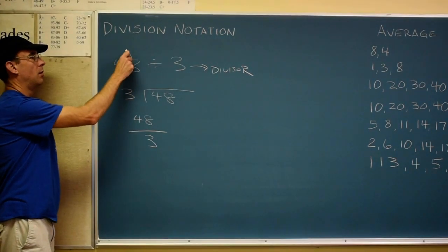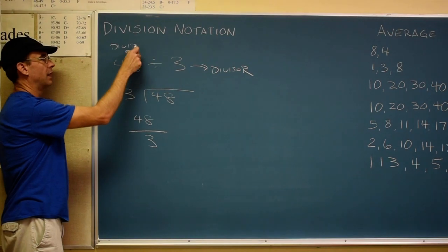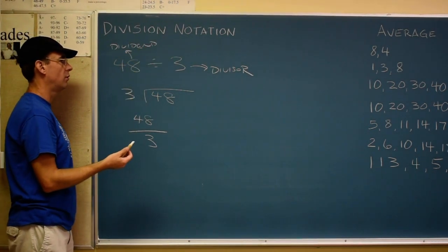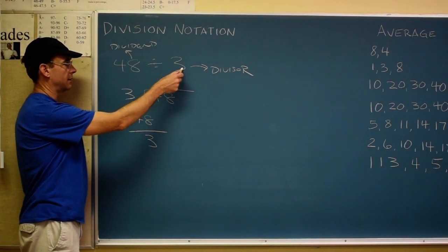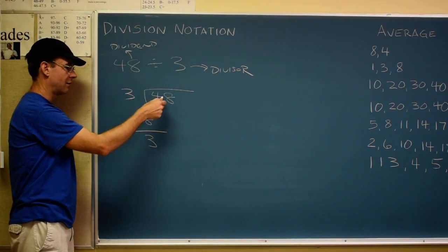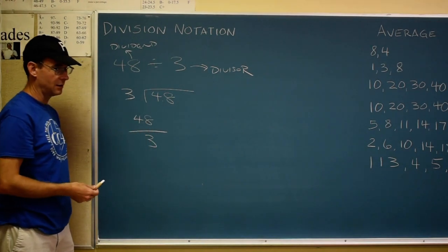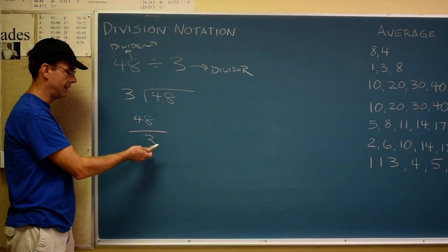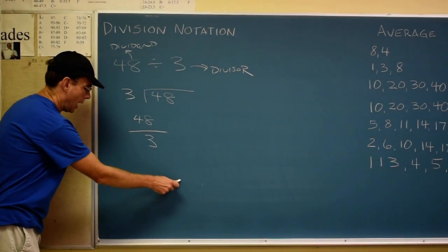In all of these problems, the 48 is the dividend. And you're going to produce a quotient. We've had those words before. But this means 3 is dividing into 48, 3 is dividing into 48, 3 is dividing into 48. You know, you've got 48 cookies, and you're going to share it with 3 groups of people. That's the kind of thing that we're doing.